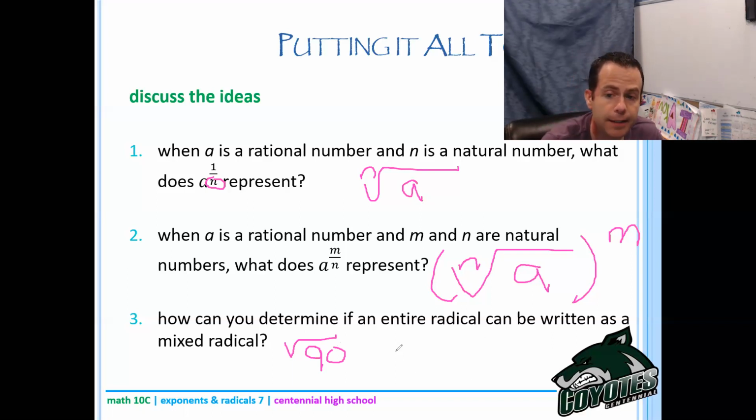If I compare that to, say, root 65, there is no perfect square factor of 65. If I go through my list, I got 4, I got 9, I got 16. None of those are divisible. I could keep going, 25, 36. None of those are divisible by 65. And so I can't simplify root 65, where I could simplify root 90. Okay?